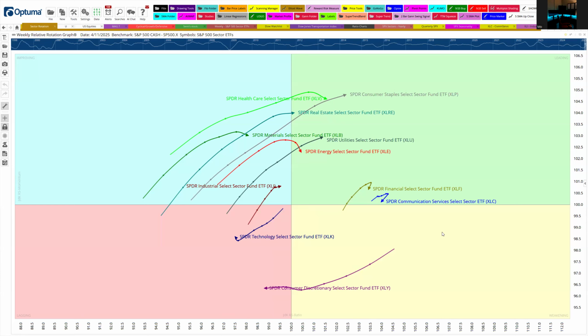Next up is technology, XLK. XLK, with the weakness that we just had for the last couple of weeks, as you say, you see it's trying to form a hook back toward the improving quadrant. That will still take several weeks. Nothing's going to move instantly. But you have financials turning back down again, and you have communication.